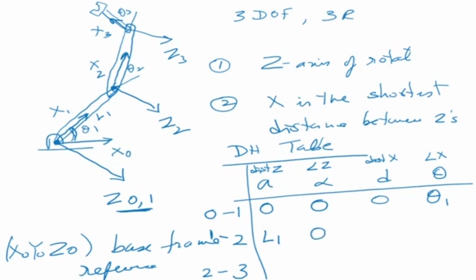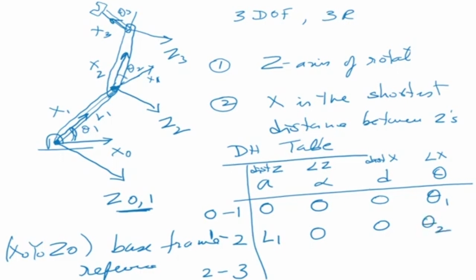What is the distance between the x's? The x's you can see are intersecting. So x1 and x2 are intersecting at that point, right? So again the distance is 0. And what is the angle between the x's? x1 is in this direction if I extend it. So if I extend x1, it comes here. The angle between x1 and x2 is theta 2. So my variable is theta 2.